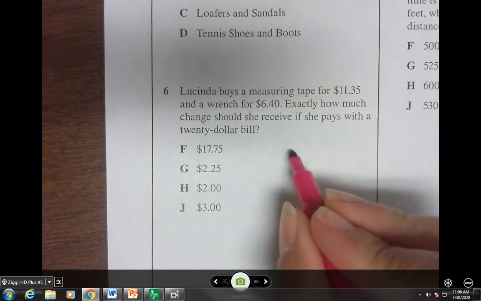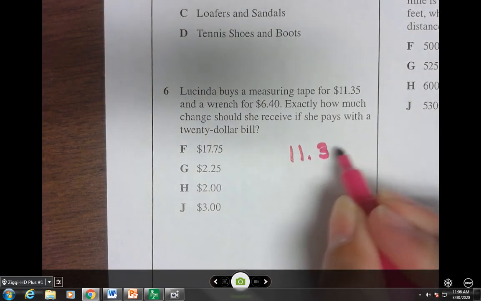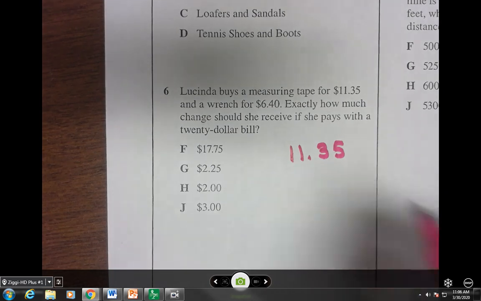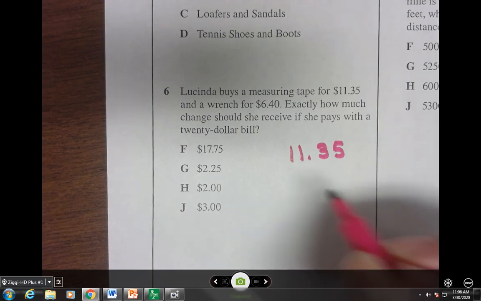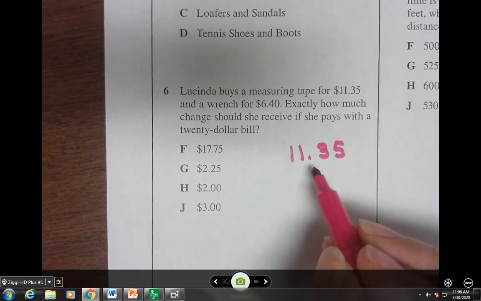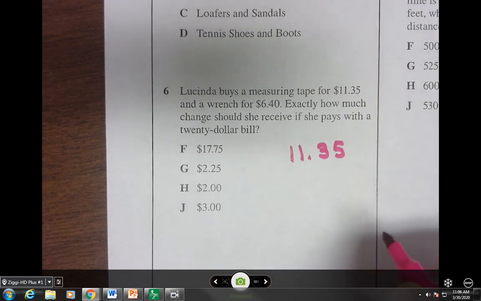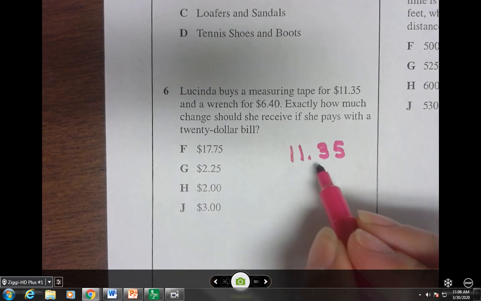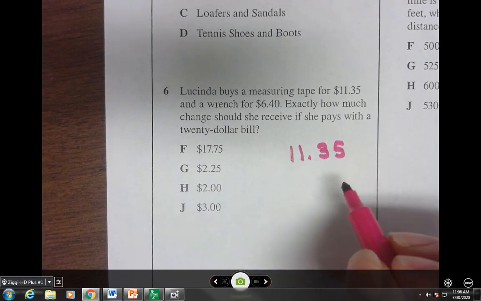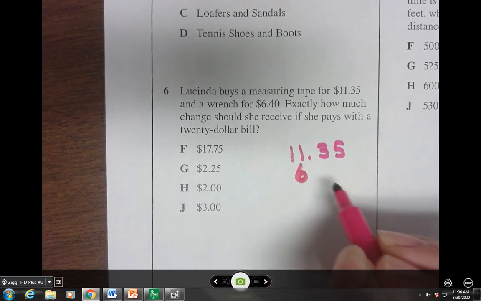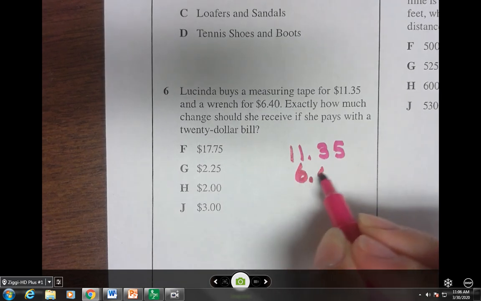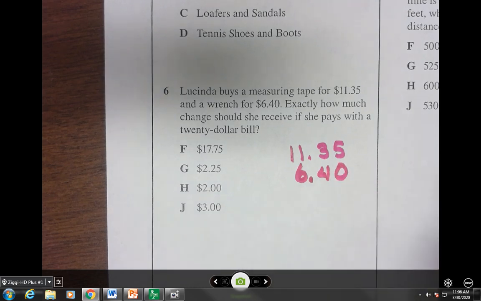So Lucinda buys a measuring tape for how much? It was $11.35, and she also buys a wrench for $6.40. If we're going to figure out the total that she spent, we're going to have to add those 2 numbers together. We have to be careful when we're adding money or any numbers that have decimals in it that we make sure we line up our place values. So if I have $11.35 here, we have to line up the 6 underneath the ones place and make sure we line up our decimals so that our tenths and hundredths also line up.